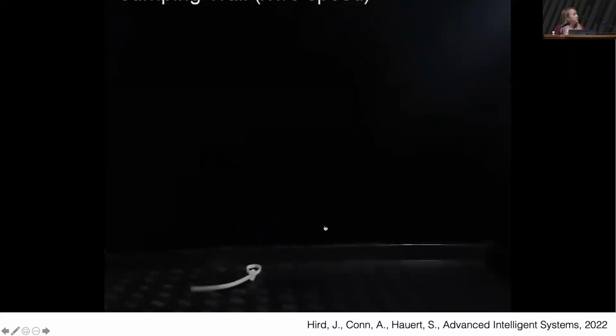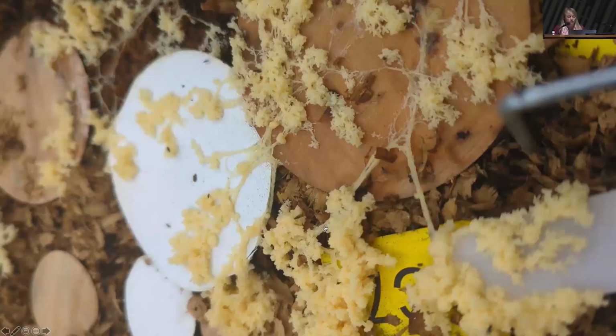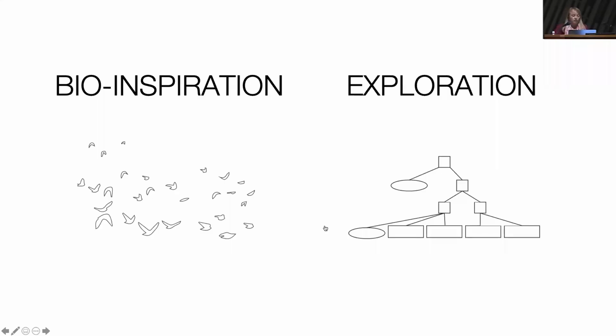Now, the robot that you're seeing here is a robot currently made out of plastic. But this is a picture from the lab where we're actually testing lots of materials like wood to see if some of these materials could biodegrade and still have these jumping properties that are quite useful. So that was a lot of bioinspiration. I mentioned exploration as well.